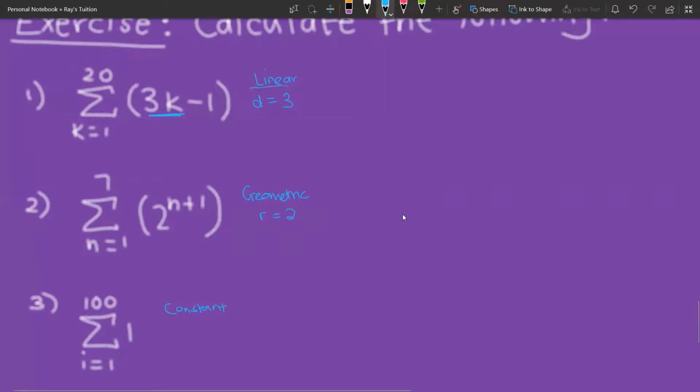So let's start with the first one. It's a linear pattern. We need to find out what A, N, and D are. D is the coefficient of K. N is the top index, so 20 minus the bottom 1 plus 1, so it's 20. And our A is what we get if we substitute the bottom index in: 3 times 1 minus 1, which is 2. There we go, we have our 3 things, so we can use the S_N formula.